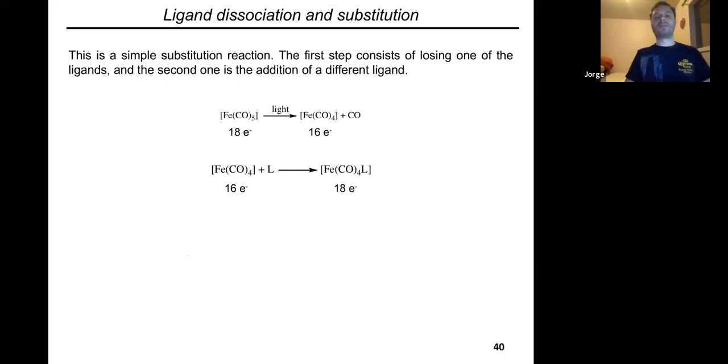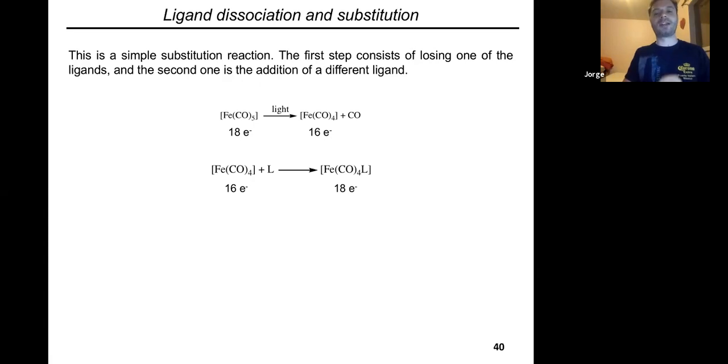Okay, so let me show you the first one. So let's talk about ligand dissociation and substitution. This is a simple substitution reaction, okay? The first step consists of losing one of the ligands, and the second one is the addition of a different ligand. Usually, the mechanism of this substitution is by dissociation.